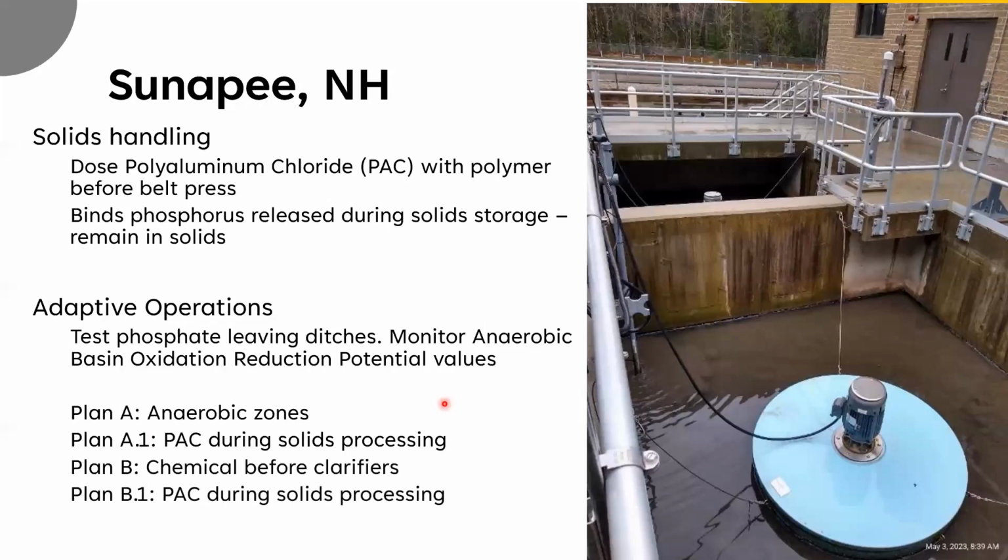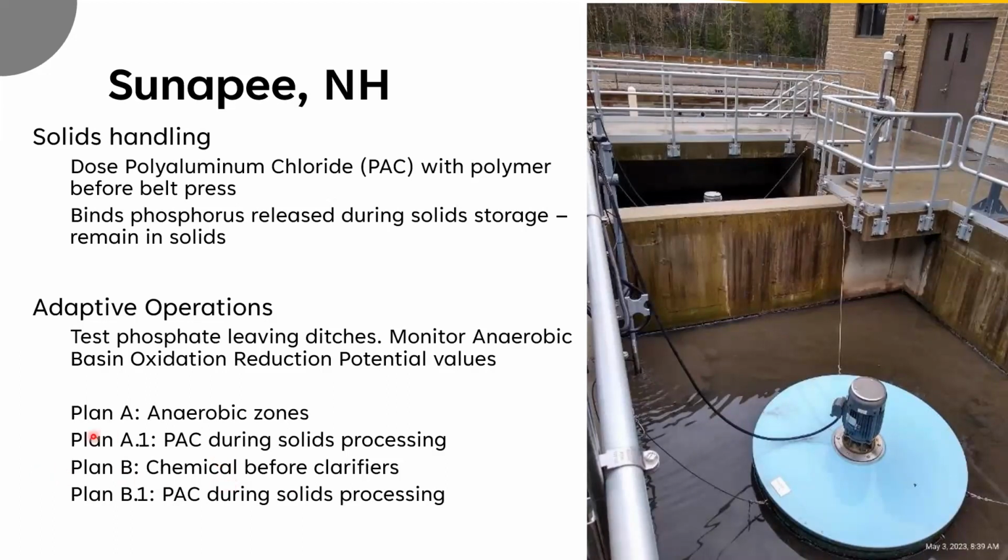Now, plan B is that they're testing the phosphate leaving the ditches here. They're going to add chemical before the clarifiers if that phosphate is high, and then they're going to use PAC during solids processing. So this is their belt, plan A. Plan B is their suspenders. So they're using chemical in a very strategic way that helps minimize the cost and downstream impacts into their facility.